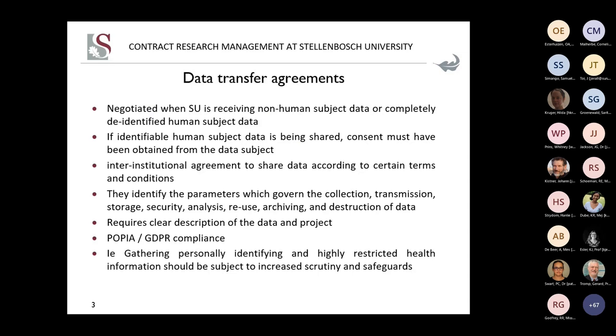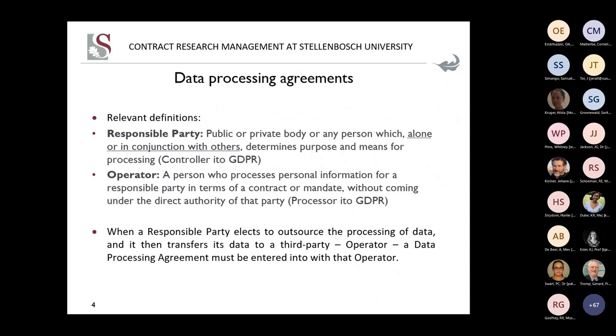And these parameters are required to be in line with relevant data privacy laws. So for example, in our case, of course, POPIA, and more relevant is the GDPR. So for example, to comply with these, gathering personally identifying and highly restricted health information should be subject to increased scrutiny and safeguards. And these are some of the considerations that we will take when reviewing a data transfer agreement that we receive, or when we prepare an agreement to be sent to someone that we will be sending data to.